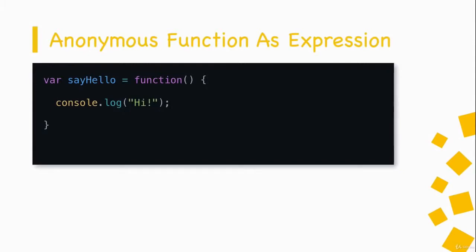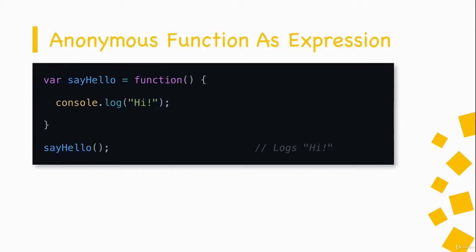And now, although the function itself doesn't have a name, it's an anonymous function after all, because we assign it as a value to a variable, the variable can be used in the place of a function name. So in this case, we can actually type in say hello, and then the pair of parentheses to execute the function, and then the code inside the function, console.log hi, actually gets executed, and we get the string hi logged to the console.